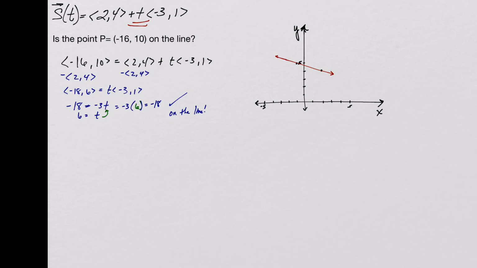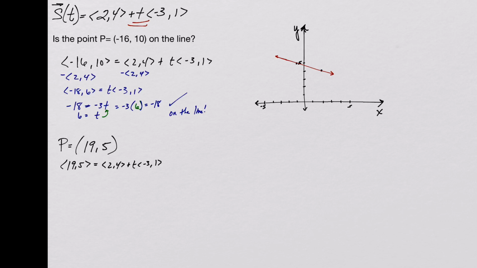So let's try this problem one more time, but now I'm going to give you a different point. We're going to use this point P is equal to 19 and 5. All right, so we're going to do the same thing. If we want to test to see if it's on the line, then we would set it equal to the equation. 19, 5 is equal to this vector 2, 4 plus t times negative 3 and 1.